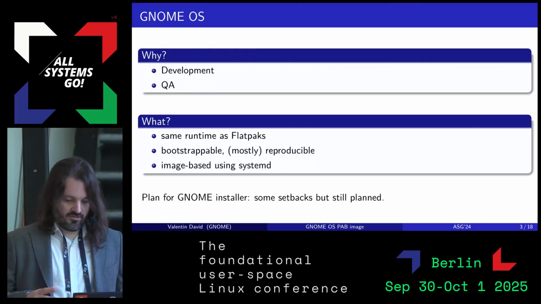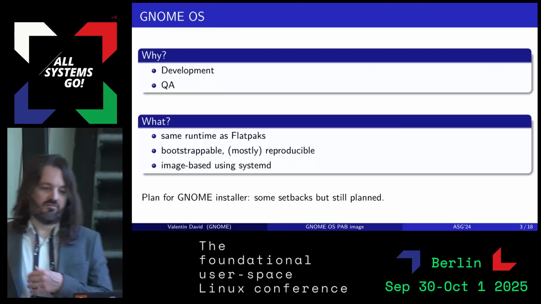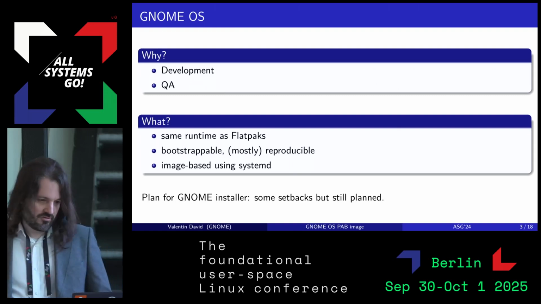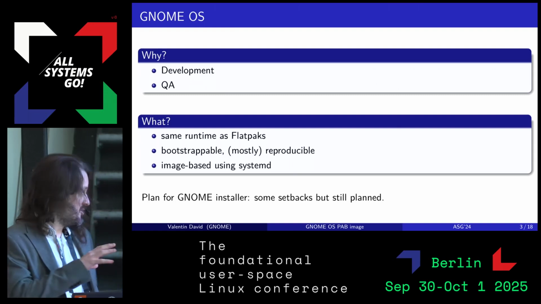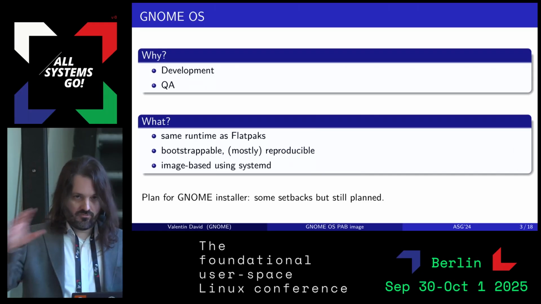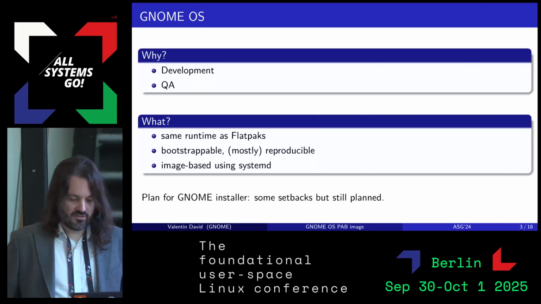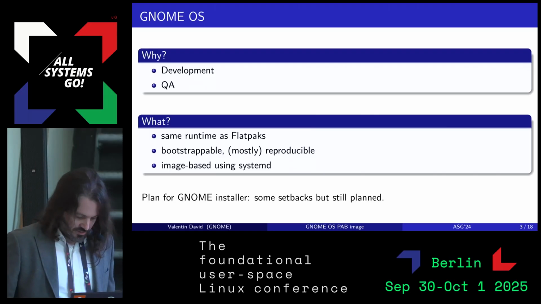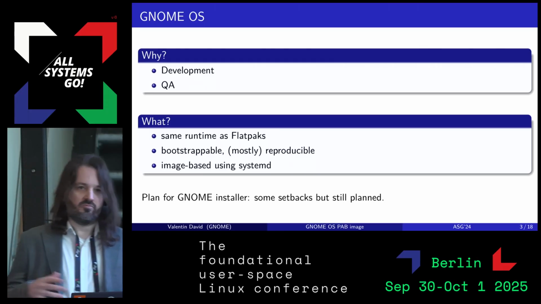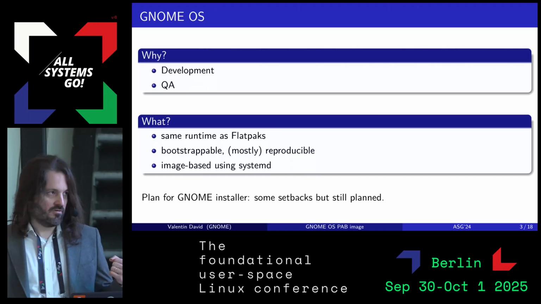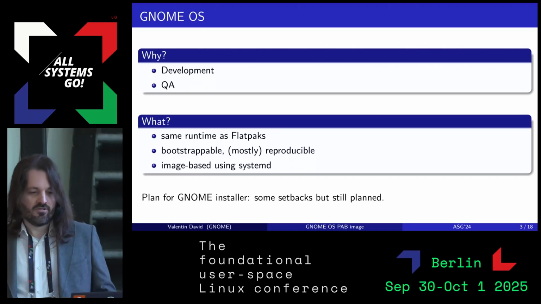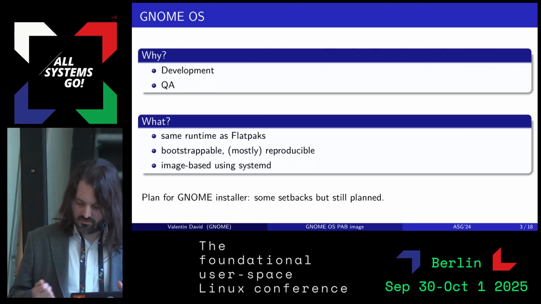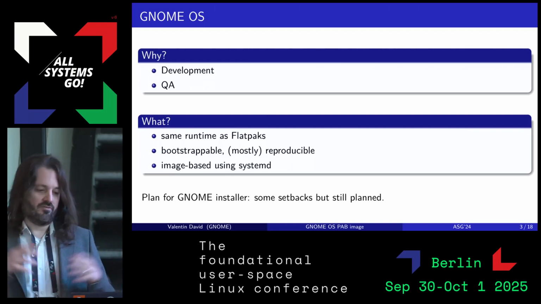With GNOME OS we started from scratch. We reinvented everything, how to make a distribution. But one of the things that you have to know is that it's image-based using systemd. So we had a plan to make a nice GNOME installer that would be able to be used for other distributions. This plan is still here, but there have been some setbacks. The good news is that it's going to resume. So we'll have a nice installer.